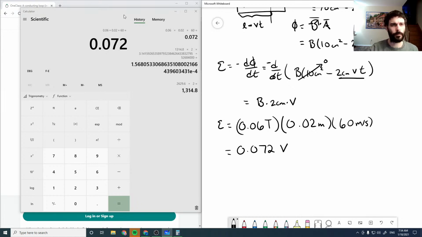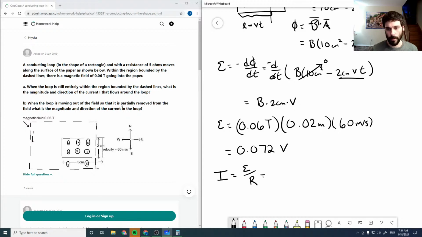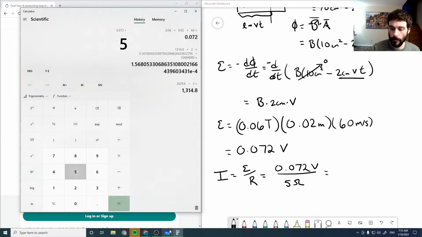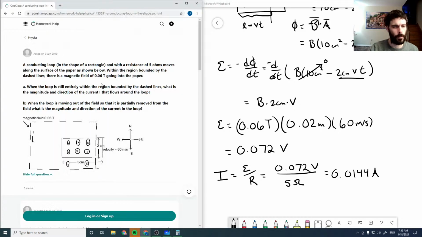And so then the question says the resistance of the wire is 5 ohms. So from Ohm's law, we have that our current is our EMF over our resistance. So 0.072 volts over our resistance, which is 5 ohms, which comes out to be 0.0144 amps. Okay. And so then there's our current.